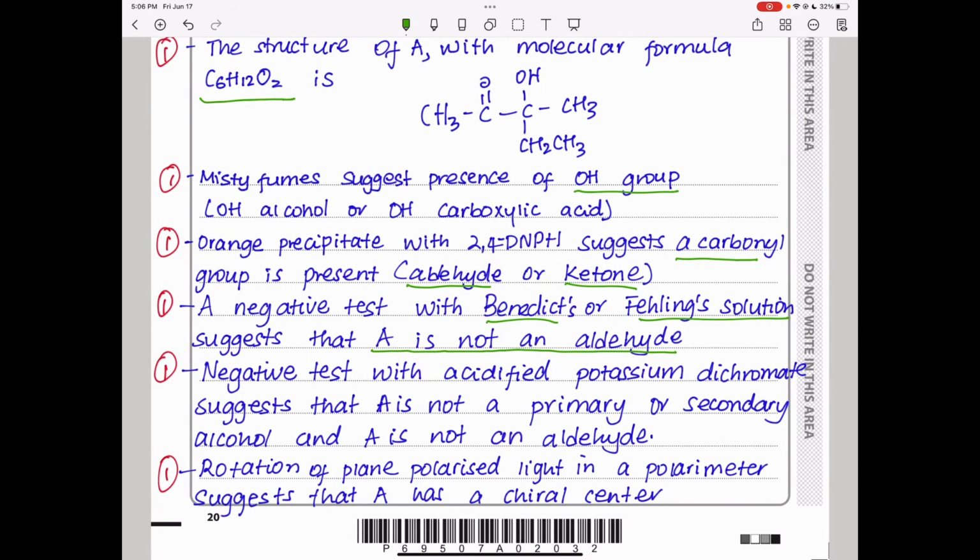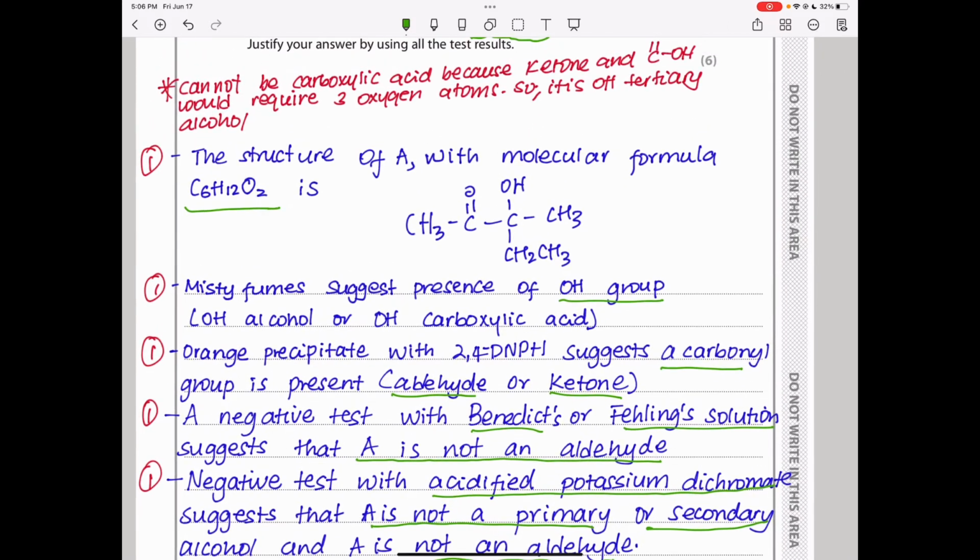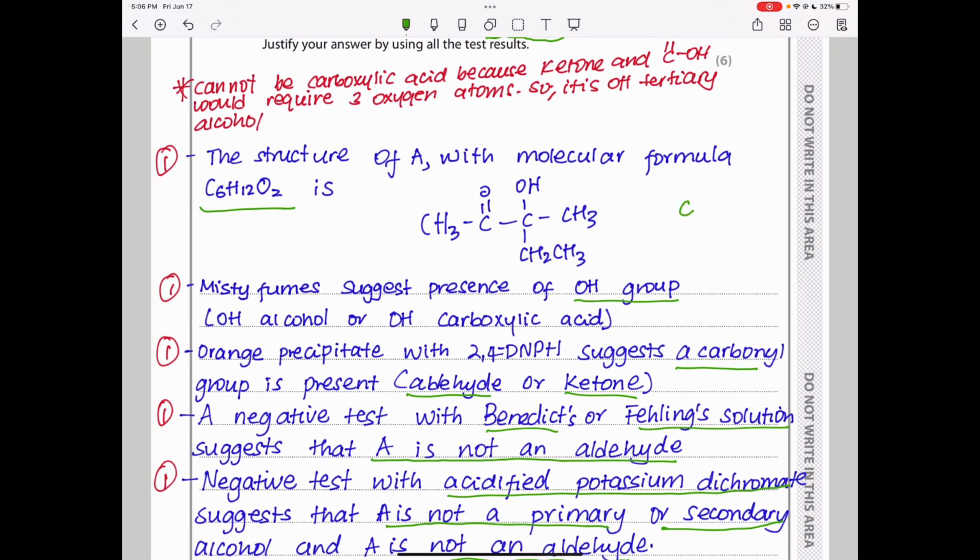And then the negative test with acidified potassium dichromate suggests that A is not a primary or secondary alcohol and A is not an aldehyde. And finally, rotation of plane polarized light in a polarimeter suggests a chiral center. So we begin by showing our chiral center. Remember, there is an OH group. And then we know that this is a ketone, so we can position the ketone.